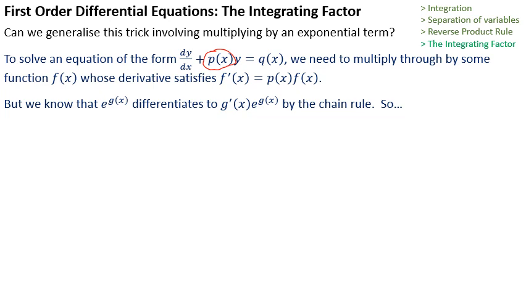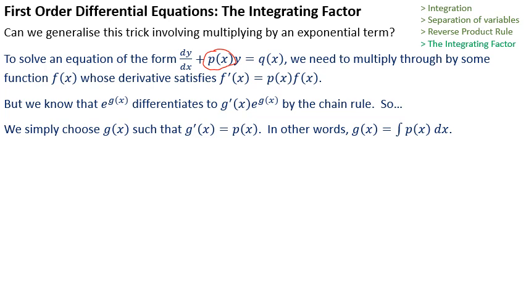And in the same way that we came up with f'(x) = -f(x), that must give e to the minus x, we have a similar thing going on here. e to the something always differentiates to e to the same something multiplied by the derivative of the something. Which means if we want to find a function that'll do the job, multiply through by some mystery function and turn it into a reverse product rule format, we need to pick the function to be e to the power of something which differentiates to p of x.